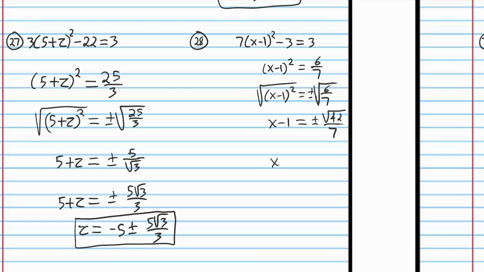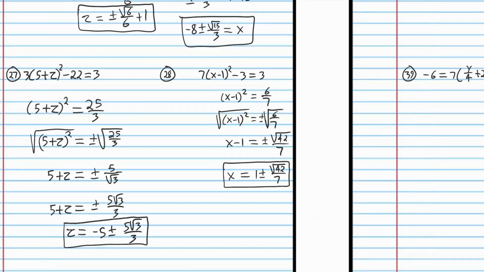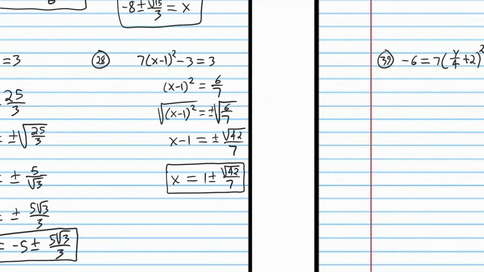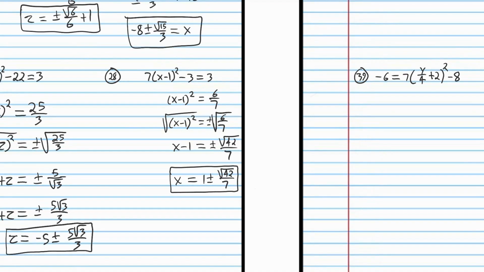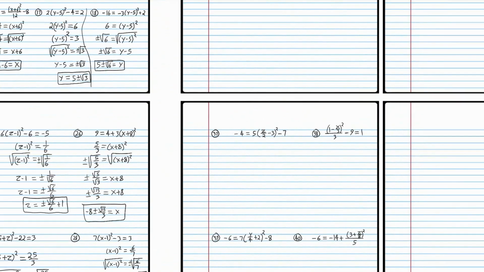Then we have to add 1 to both sides. And there you go. Let me just double check that. Everything looks right. So if you got that answer, good job. Again, if you're having trouble going from here to here, just look to the previous class. All right, on to number 29.